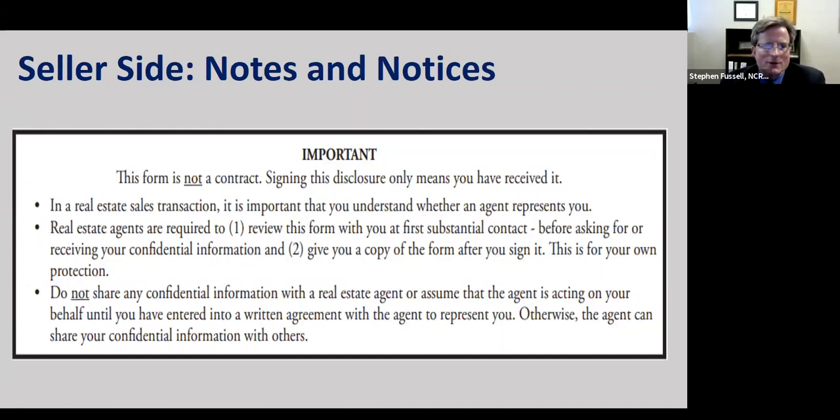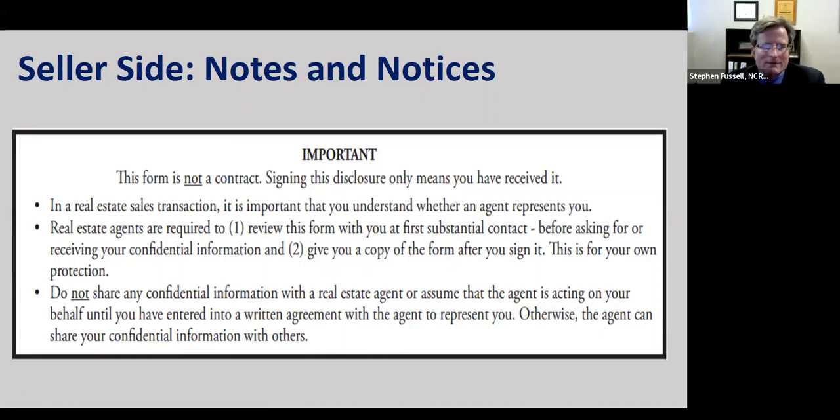And that's why the first note in this section is this form is not a contract. Signing this form only means that you've received it. And that's to take some of the pressure off of you and to hopefully relax the seller into understanding that this form is just for informational purposes. It does not obligate the seller to do anything. It doesn't tie the seller to you in any way. This is just education for the seller.